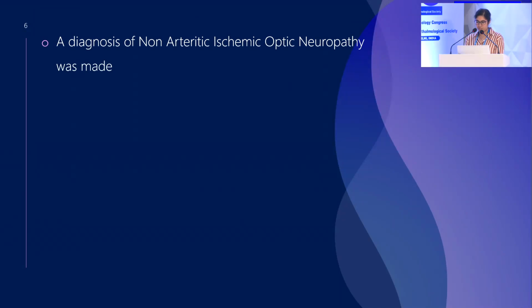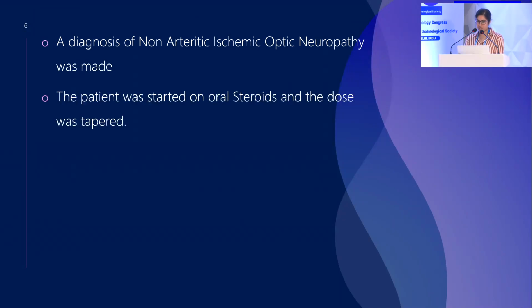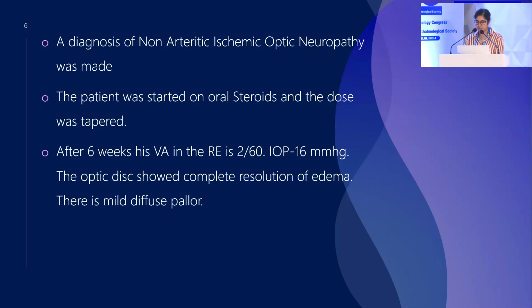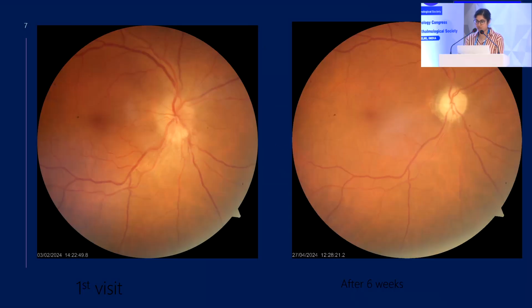So on the basis of all of this, we made a diagnosis of non-arteritic ischemic optic neuropathy, and he was started on oral steroids with tapering of the dose. After 6 weeks, the visual acuity in the right eye improved to 2/60 with maintenance of the intraocular pressure. The optic disc showed a complete resolution of the edema with eminent pallor. So this is a comparison between his first visit and after 6 weeks.